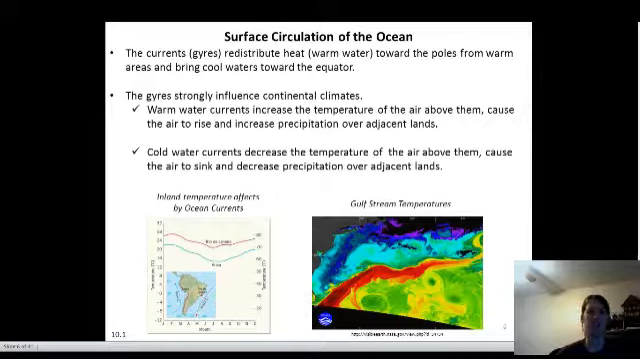These gyres actually influence continental climates. The warm water currents increase the temperature of the air above them, causing the air to rise and increase precipitation over the lands. And the cold water currents decrease the temperature of the air above them and cause the air to sink and decrease precipitation over adjacent lands.